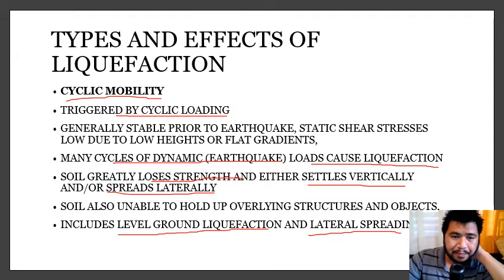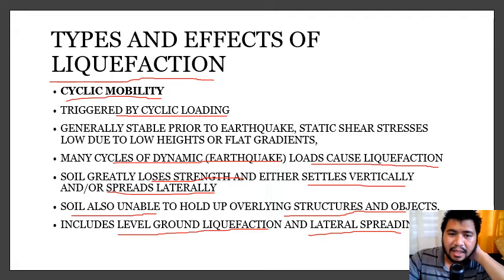Now, if you have structures, buildings, bridges, and other objects overlying your soil, of course, your soil is basically liquid. It cannot really hold up any overlying structure, so the structure will just settle vertically and can probably sustain some damage during the process. So cyclic mobility commonly occurs in areas or grounds with low heights or flat gradients.